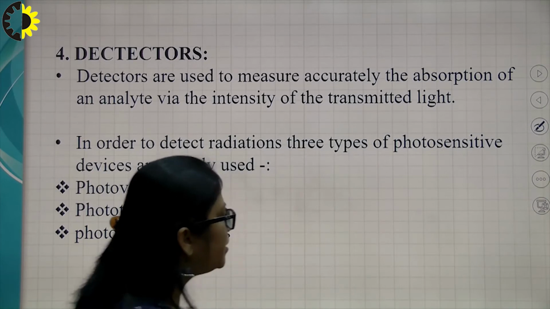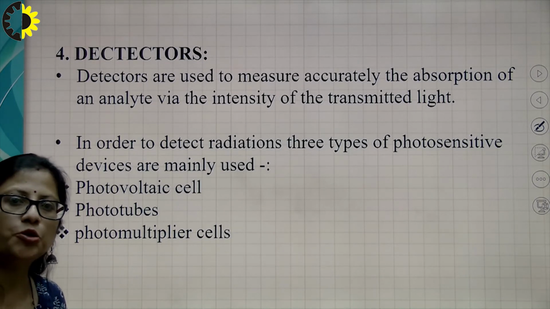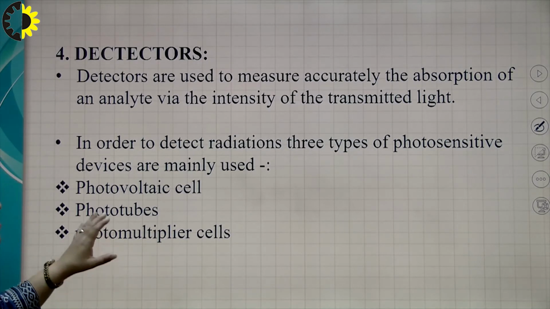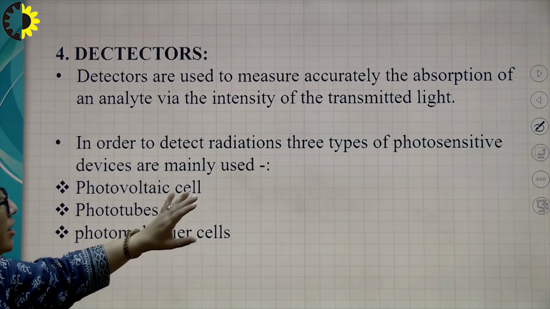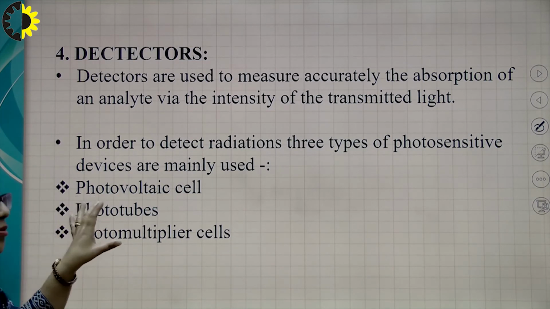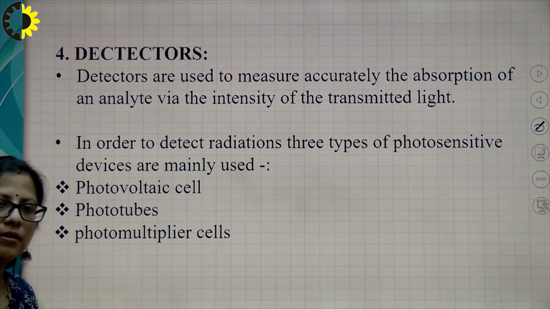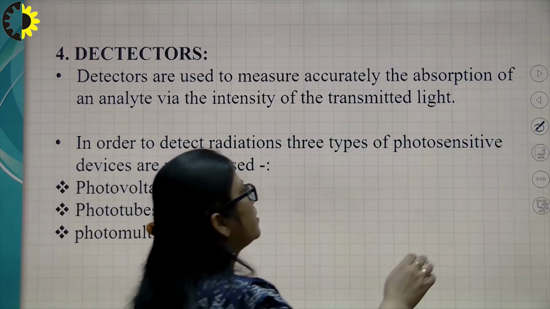Now, coming to the detector, which is used to measure the absorption of the analyte sample by the intensity of the transmitted radiation, how much light has been absorbed. It is calculated by how much light is getting transmitted. There are three types of photosensitive devices which are used: a photovoltaic cell, phototubes, or photomultiplier cells.